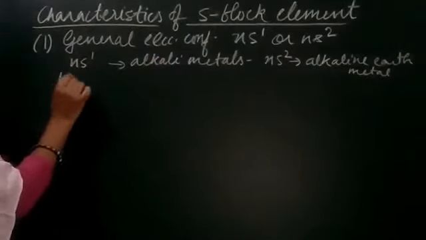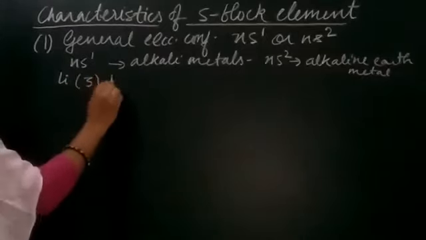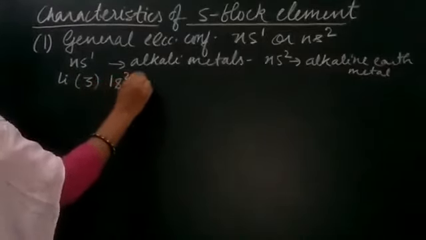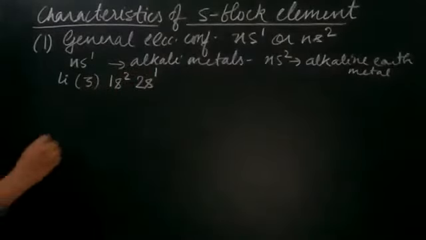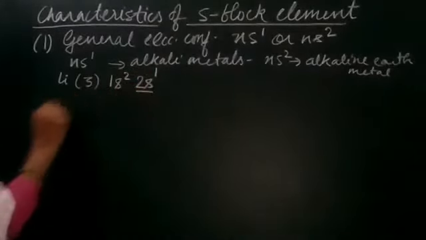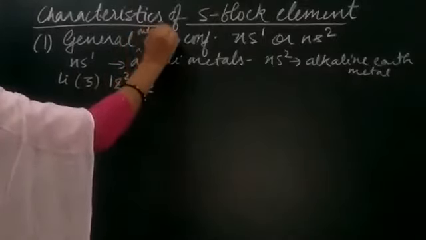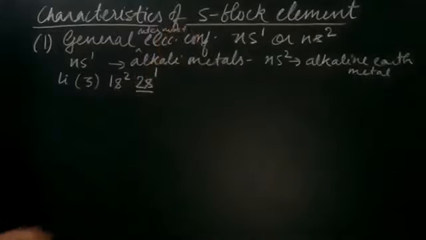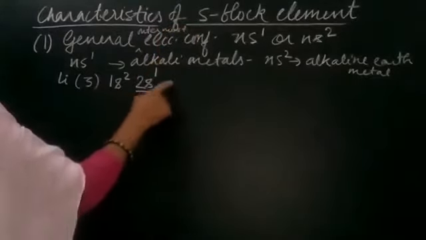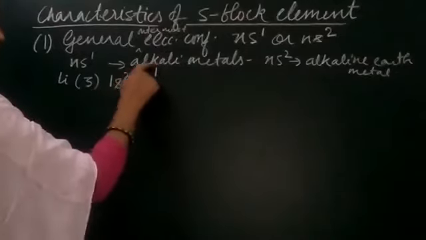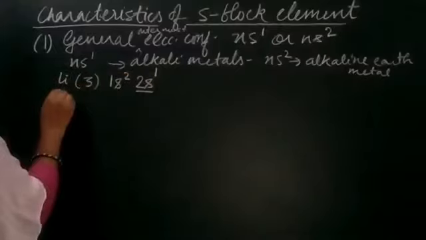If I write the configuration of lithium, the atomic number is 3, so it becomes 1s2, 2s1. Here you can see its outermost configuration. So lithium, 3, becomes 1s2, 2s1. How many electrons are there in the valence shell? It is 1, so the configuration is ns1.